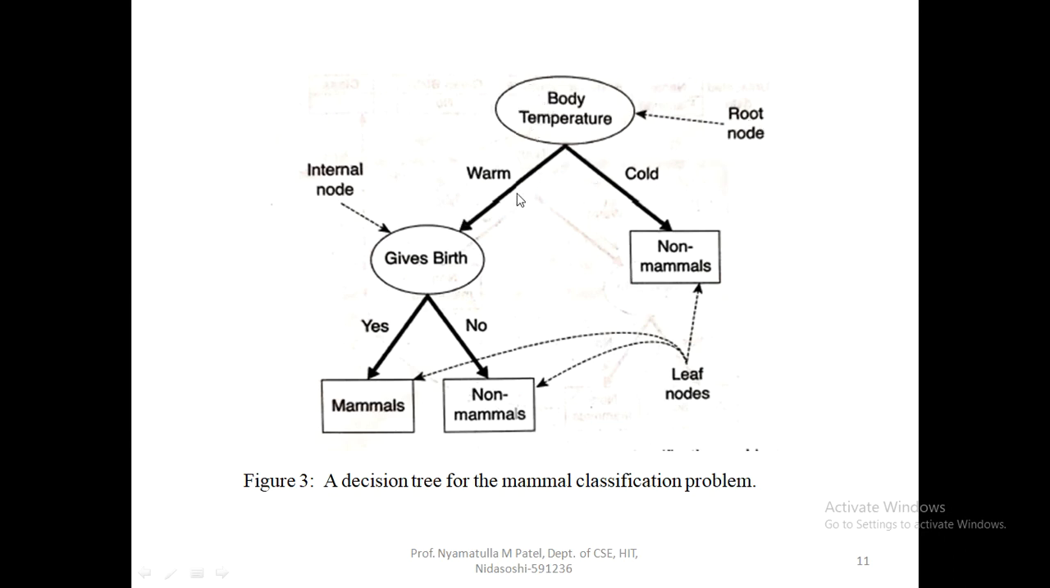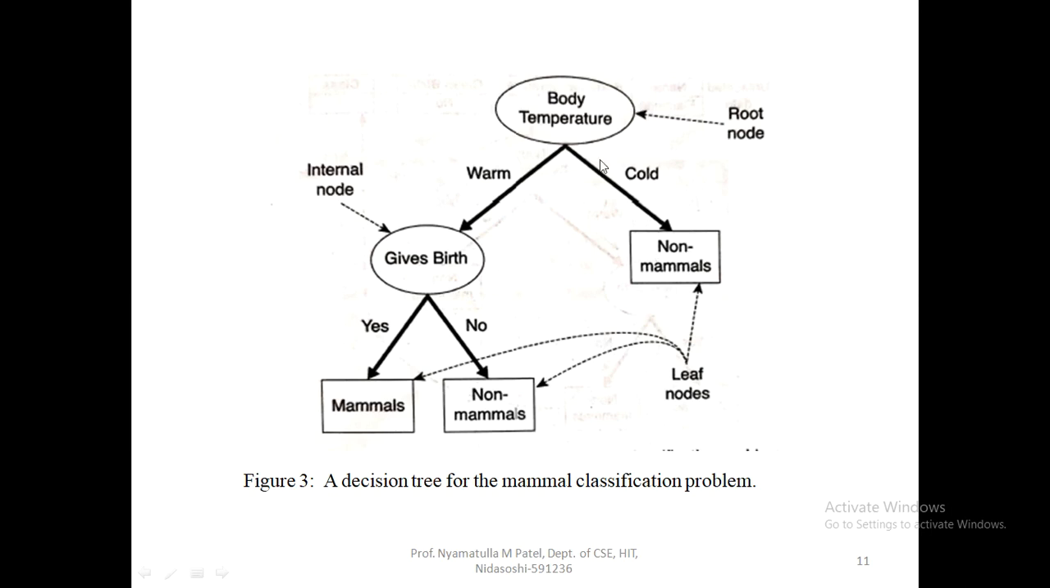Now here I am going to branch out. First I am going to check whether the body temperature is warm or cold. If the body temperature is cold, then you directly classify it as a non-mammal. So there are two test conditions, warm and cold. If the body temperature is cold, then directly you are classifying that particular animal as a non-mammal. This is a leaf node.